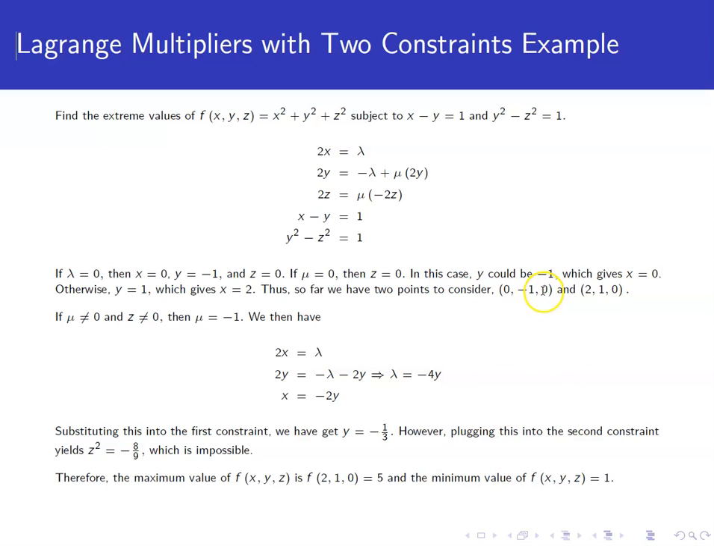The maximum value of this is when we plug in 2, 1, 0, and we get 5. The minimum value is when we put in 0, negative 1, 0, and we'll get 1 in that case.